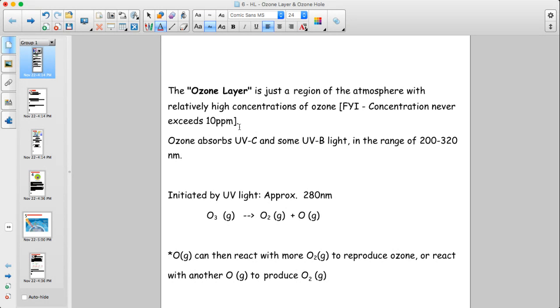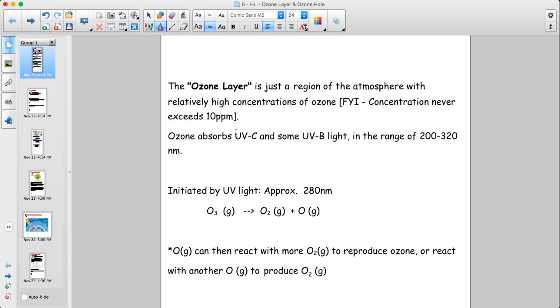It's still only around 10 parts per million. So out of every million grams of air that are up there, only one gram of it is ozone. So it's still a very low concentration.